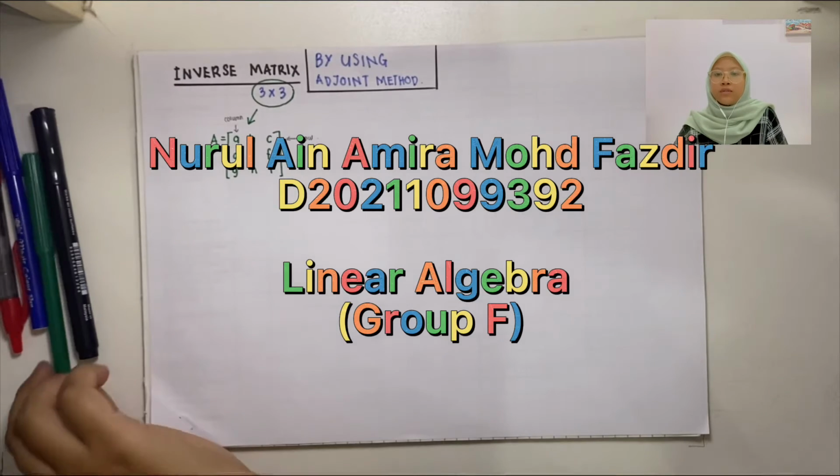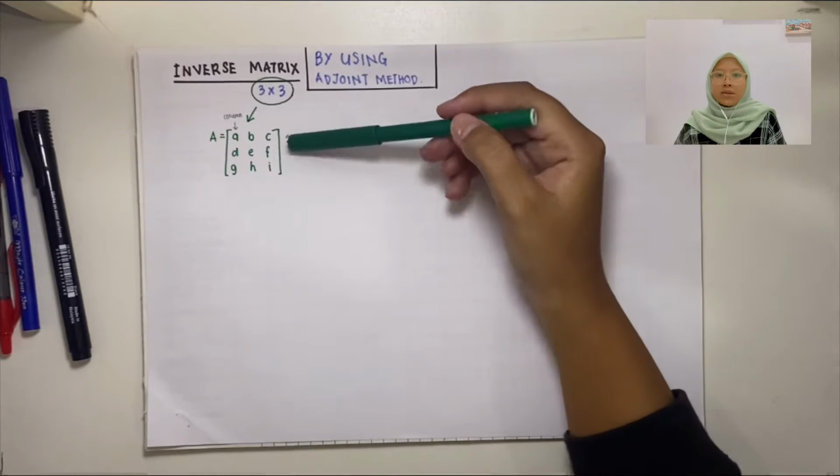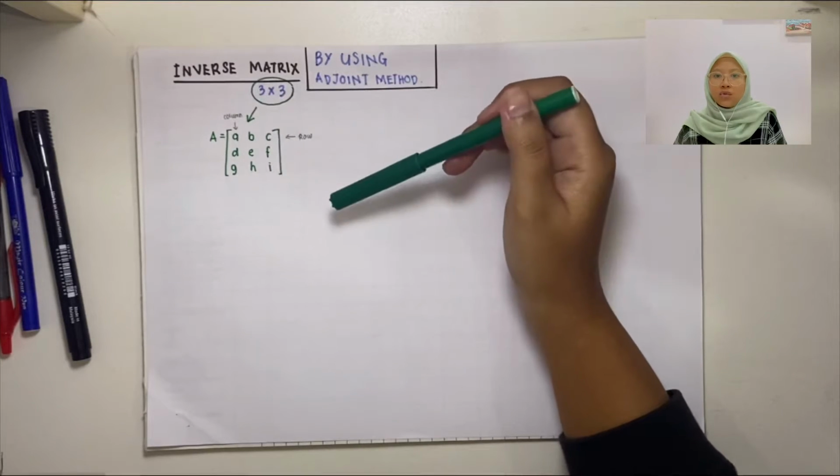D2021109992 from Group F. So today I'm going to explain about the inverse of a 3 by 3 matrix by using the algebra method. So this is an example of a 3 by 3 matrix, which means we have 3 rows and 3 columns.